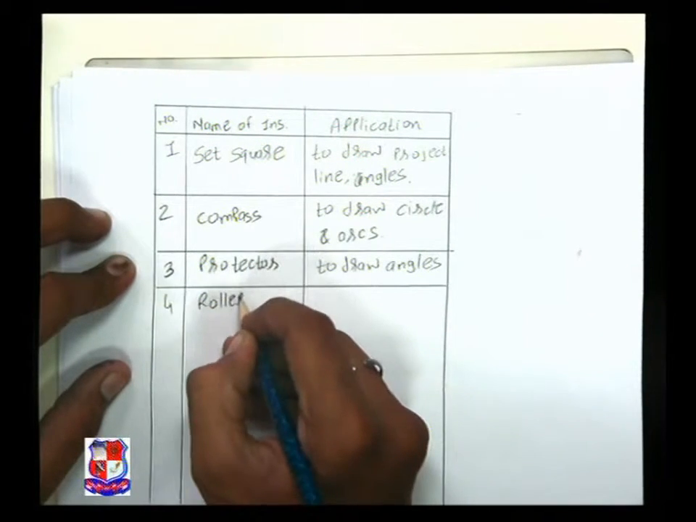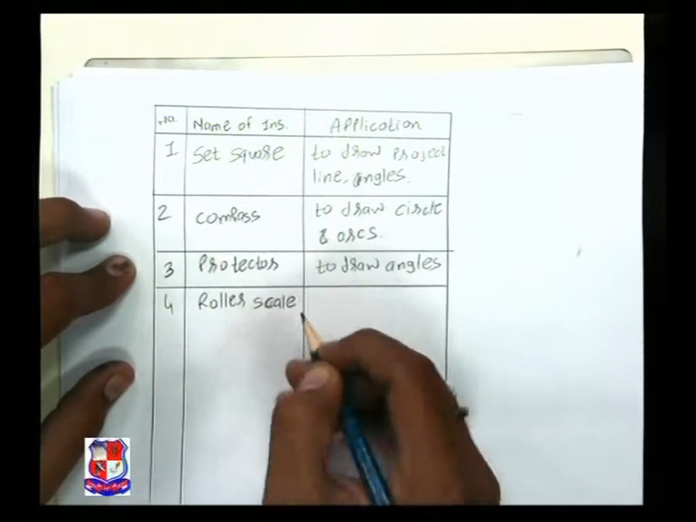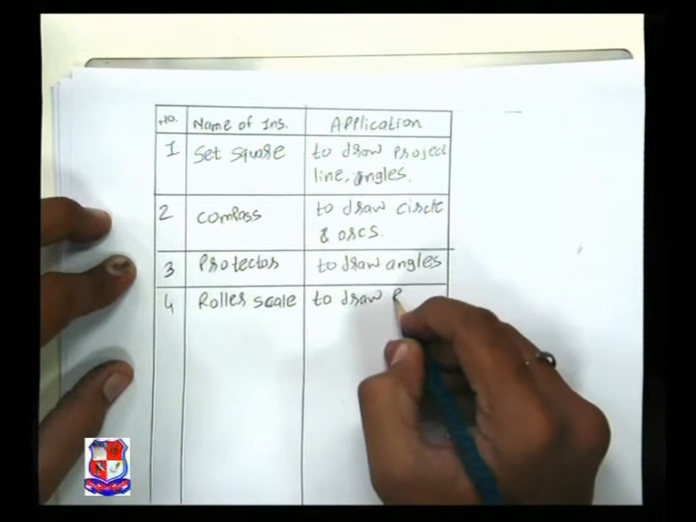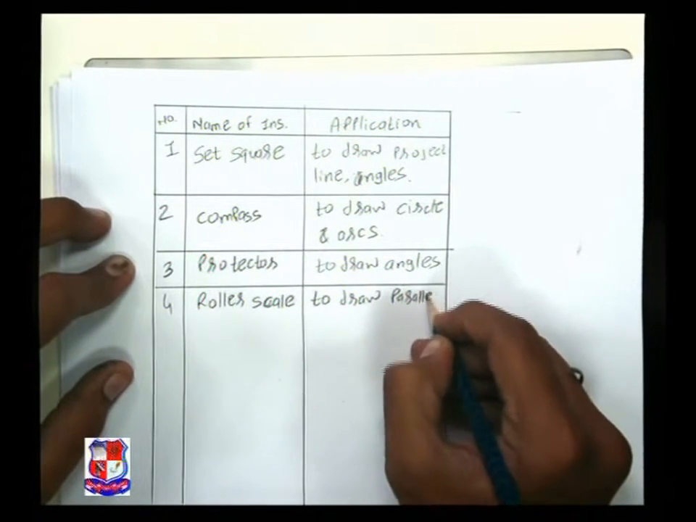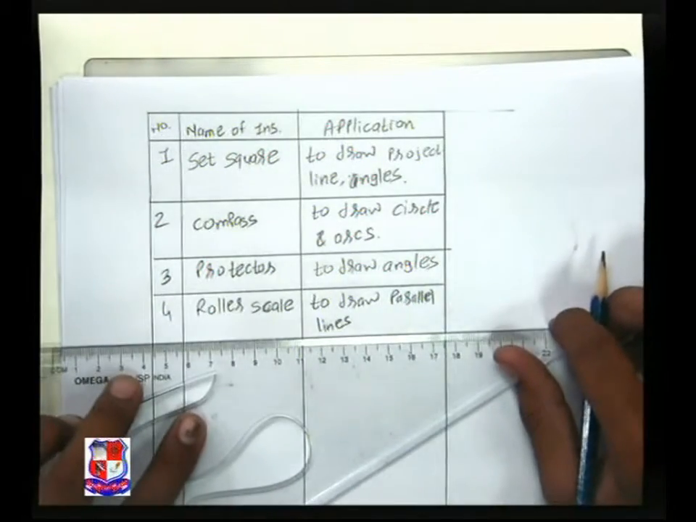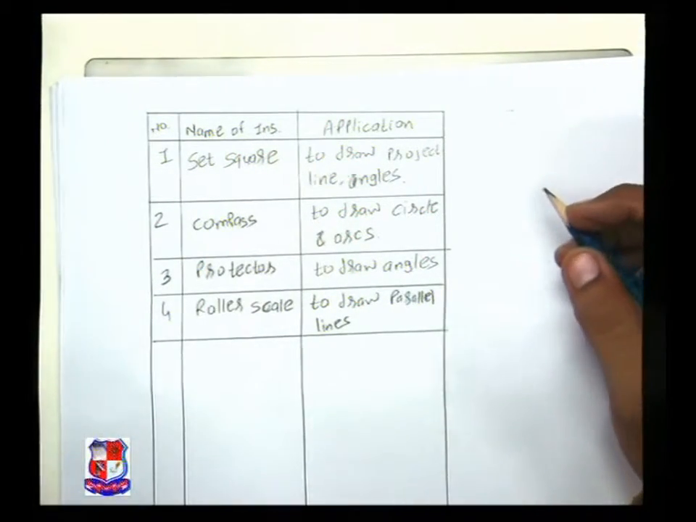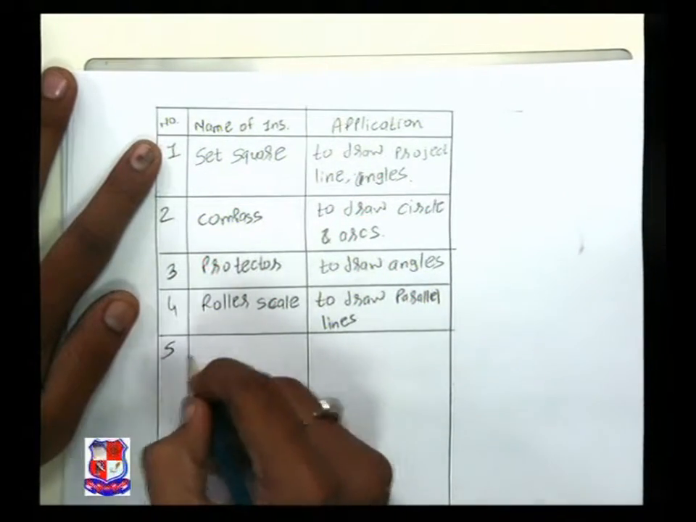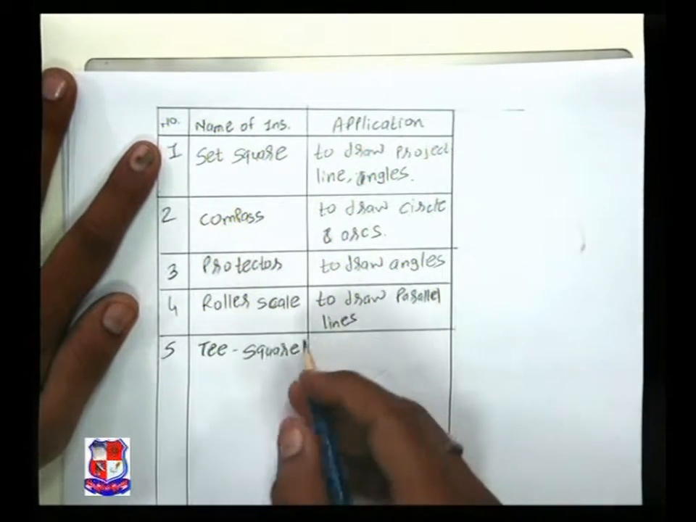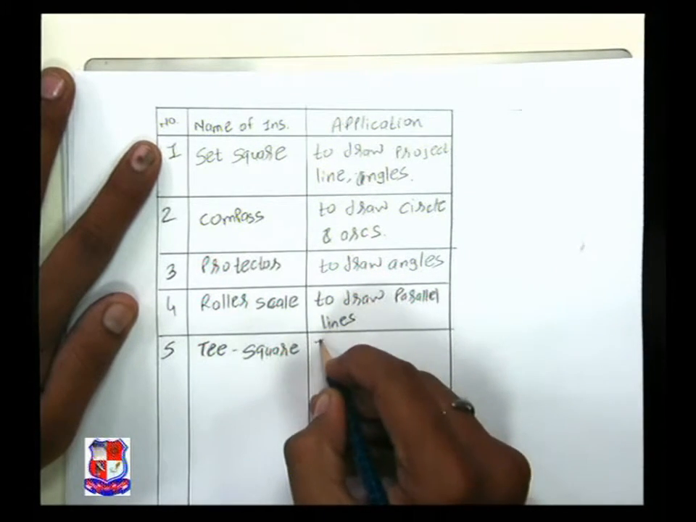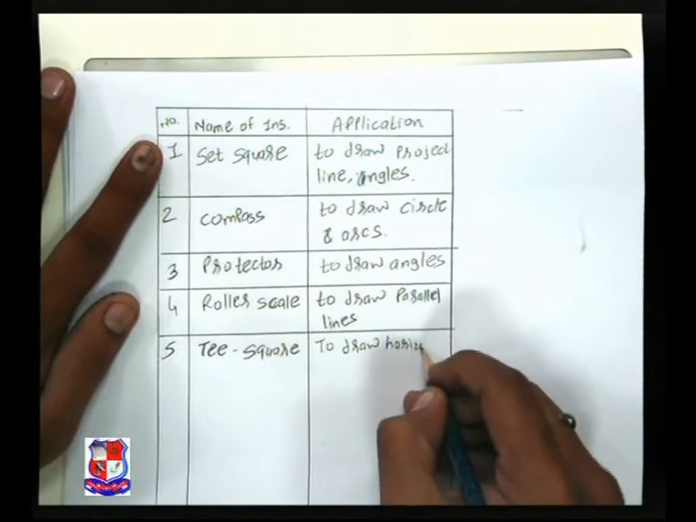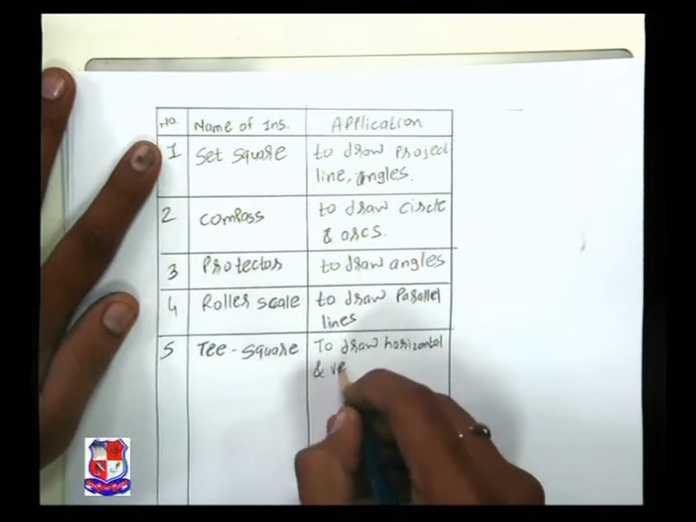Fourth one is roller scale. It's a substitute for the T-square, to draw parallel lines. Fifth one is T-square. In the market mini drafters are also available. Many students like you may be using mini drafters as well. What is the application of this T-square? To draw horizontal and vertical lines.